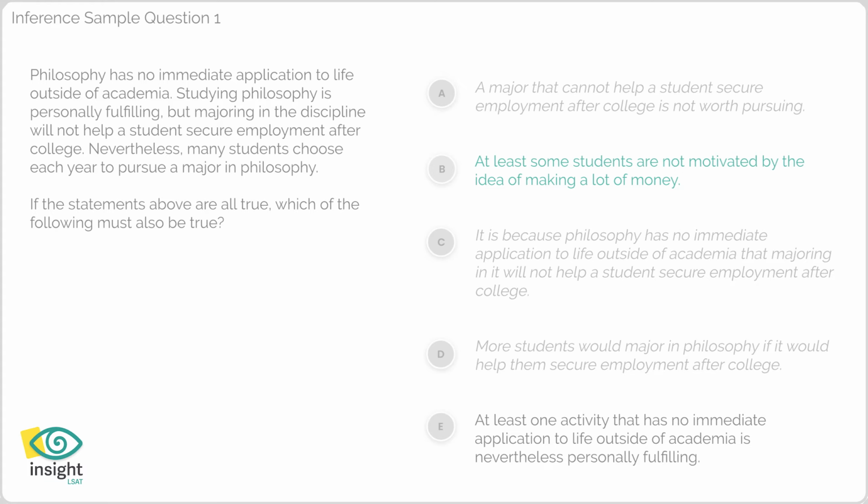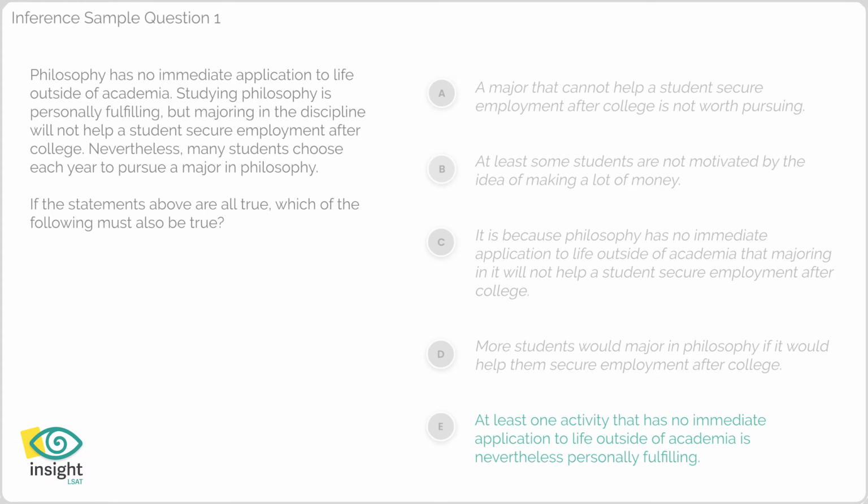At least some students are not motivated by the idea of making a lot of money. Again, I guess this is because they decide to major in philosophy despite it not helping them secure employment. That seems to suggest that they don't care that much about making money. But does that have to be true? Remember how high that bar is. Is it even possible for them to still major in philosophy while being motivated to make a lot of money? Yeah, for sure. This passage doesn't tell us what's going on in these students' heads. So this answer choice that talks about their motivations doesn't have to be true. We can knock it out. And that just leaves E.